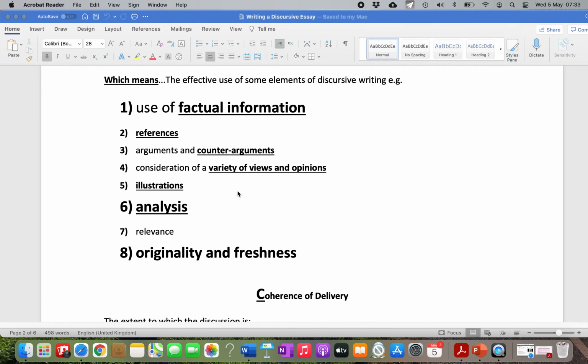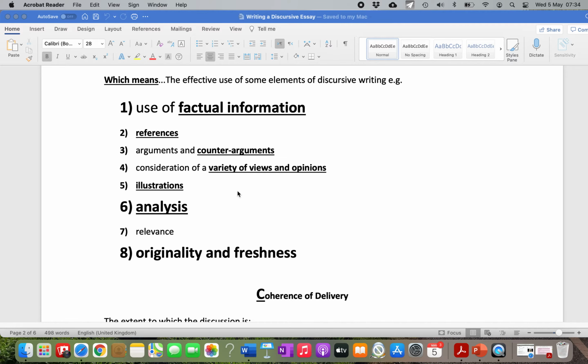You look at number 3, they're looking for arguments and counter arguments. So again, both sides, that's in the marking scheme. There must be an element of balance in the essay. A variety of views and opinions. Again, number 3 and 4 are interchangeable. So they're looking for balance. They're looking for your ability to look at the topic from different perspectives. Illustrations and analysis, again, 5 and 6. Illustrations obviously are explanations. Analysis, that's analytical thinking.